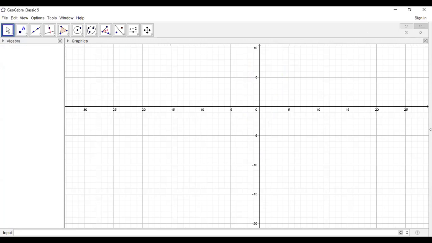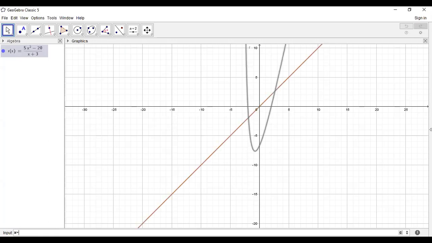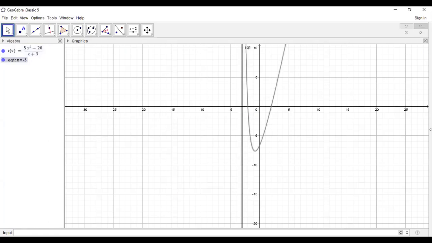So we have R of x is equal to 5x squared minus 20 all over x plus 3. So this is the graph. Ngayon po, ang ating asymptote na na-compute kanina is x is equal to 3 ba? Negative 3? Tama? Negative 3 po, sir. Ayan. So x is equal to negative 3.